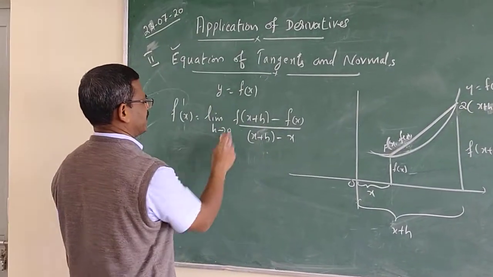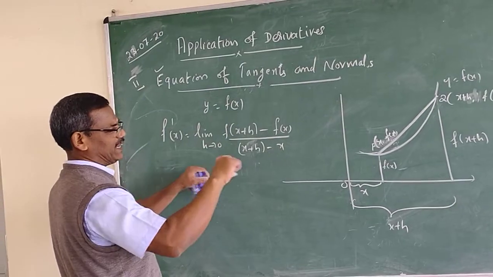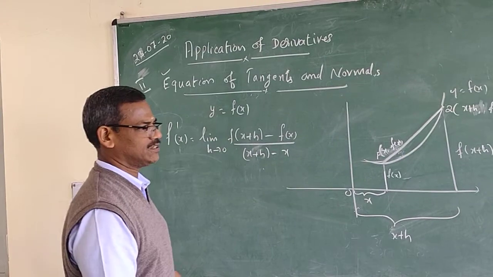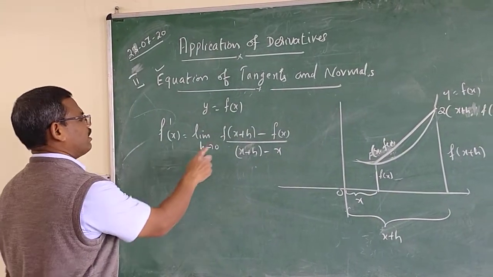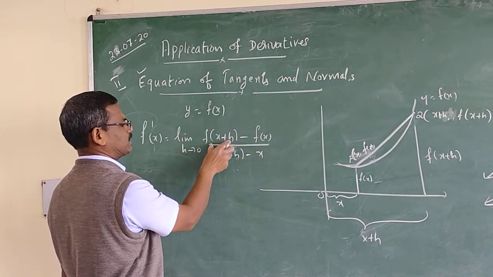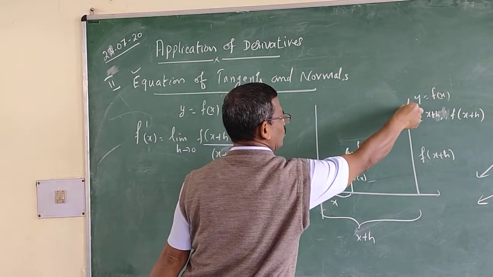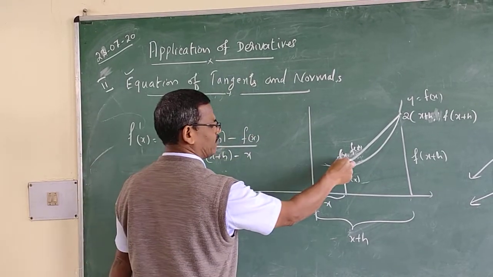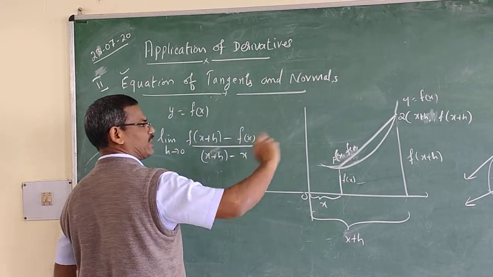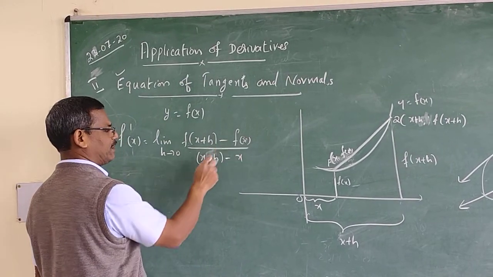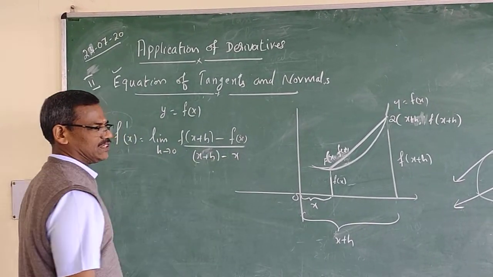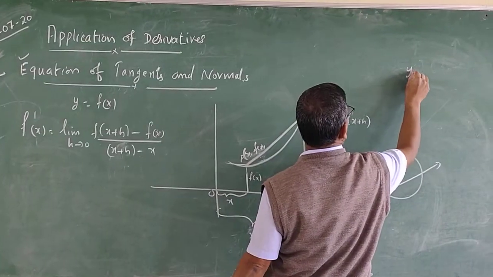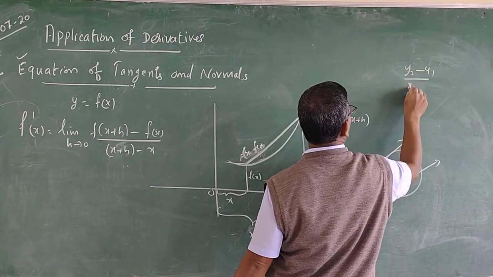Now, when you take this definition, how can we link this derivative with the chord and tangent? That is what we want to know. Now, f of x plus h, what is f of x plus h? It is the y value of this point Q, and f of x is the y value of P. So it is the difference of y coordinates divided by the difference of x coordinates.